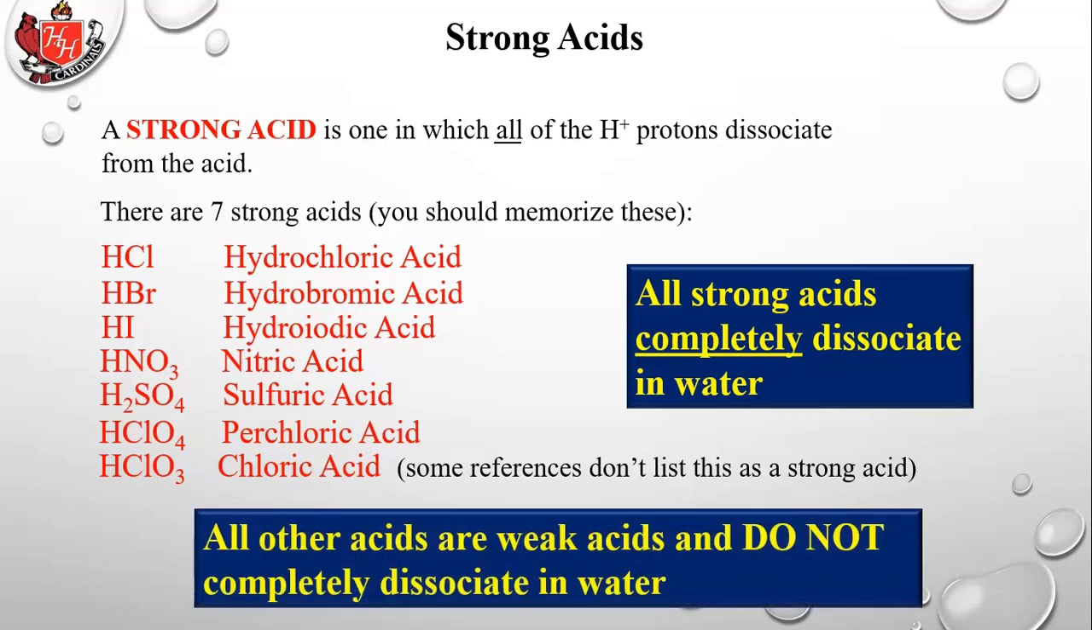All other acids are weak acids and do not completely dissociate. The reason you memorize the 7 strong acids is because there are tens and tens of thousands of acids. If you know the strong acids, then anything that's not one of those 7 is a weak acid. In other words, it's only going to partially dissociate. Some of the molecules will give up their proton, but not all. And it's usually a very small fraction that will do it.